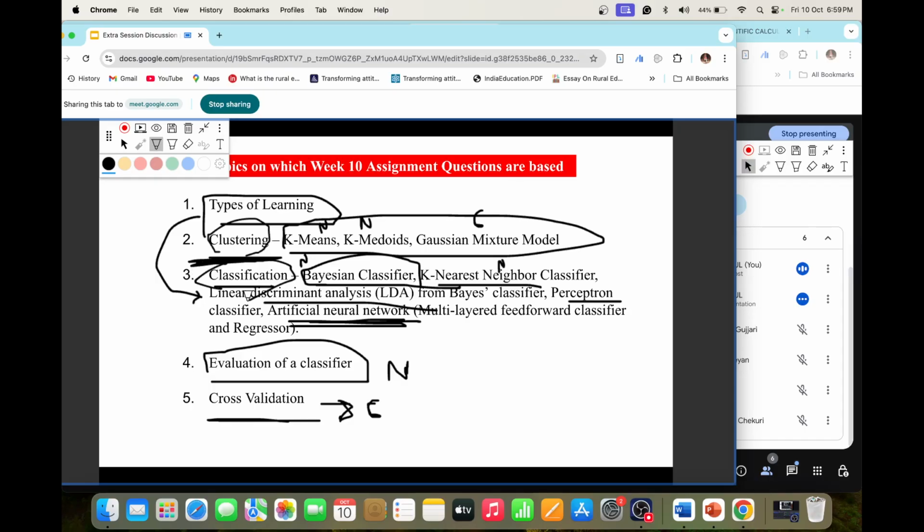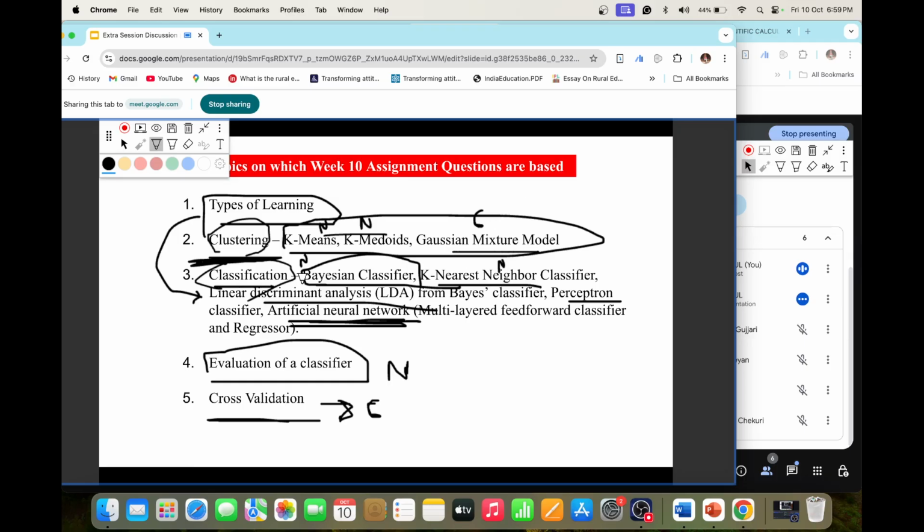Supervised learning, they have discussed regarding classification. Clustering, you have different algorithms: k-means, k-medoid, and Gaussian mixture model. K-means and k-medoid are very important from a numerical point of view. Gaussian mixture model, though I have given a question related to it, you might have seen it is a very long question. So that is why, for Gaussian mixture model, you won't expect numericals, but conceptually you can just visit.